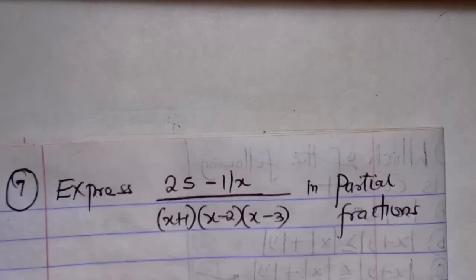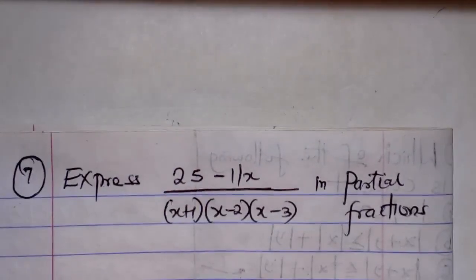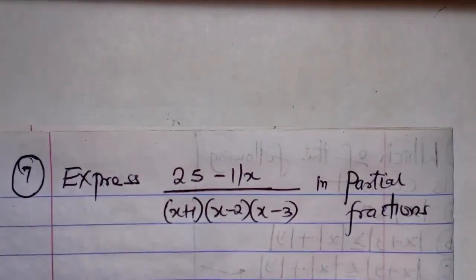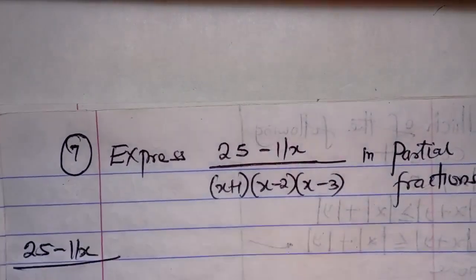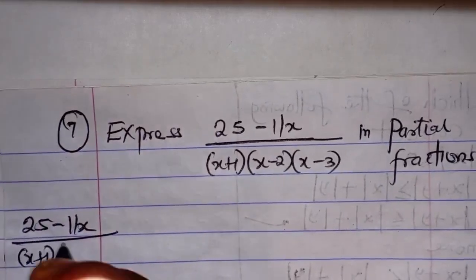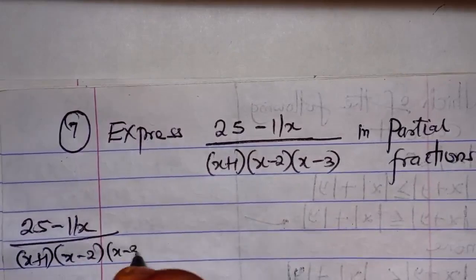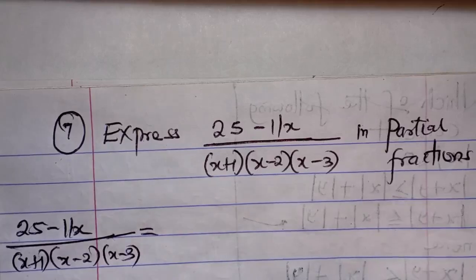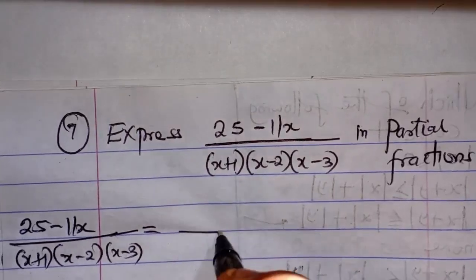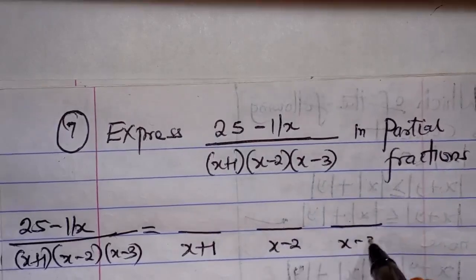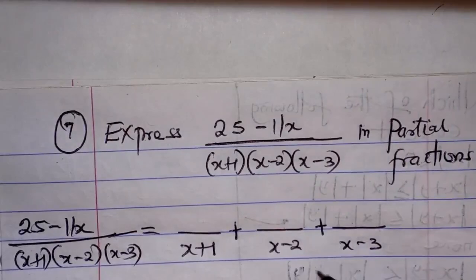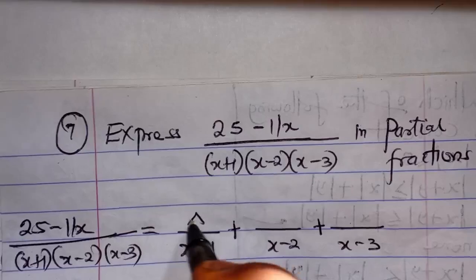This is question 7. We have to express this in partial fractions. 25 minus 11x all over x plus 1 into x minus 2 into x minus 3. Okay, let's do this. The denominators are linear factors. So we're having three partial fractions, x plus 1, x minus 2, x minus 3. Of course, we are adding them. Since they are linear factors, we assign constants to their numerators.